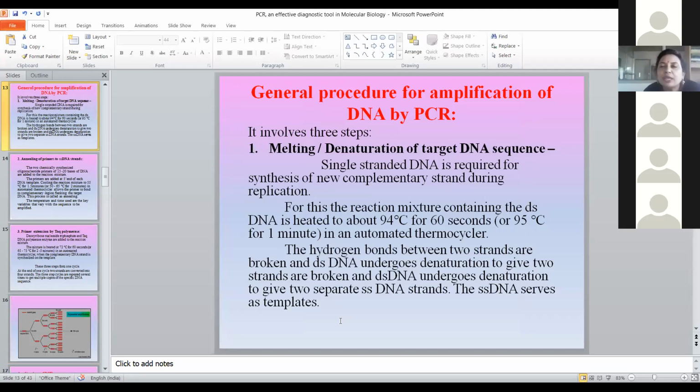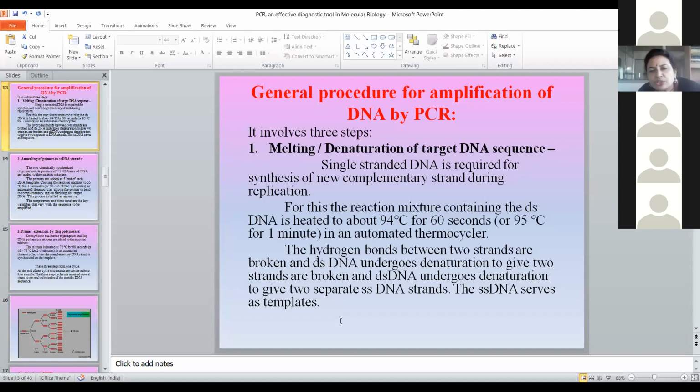Okay, so what is the first step? What did I tell you? First step is DNA denaturation, also called melting of DNA strands, right? So here, for carrying out DNA amplification, if you want multiple copies of DNA, naturally, you need to carry out DNA replication, polymerization. For that, we cannot use a double-stranded DNA. So the 2 strands need to be separated. So the first step is DNA denaturation or melting of DNA, because single-stranded DNA is required for the synthesis of new complementary strands during replication.